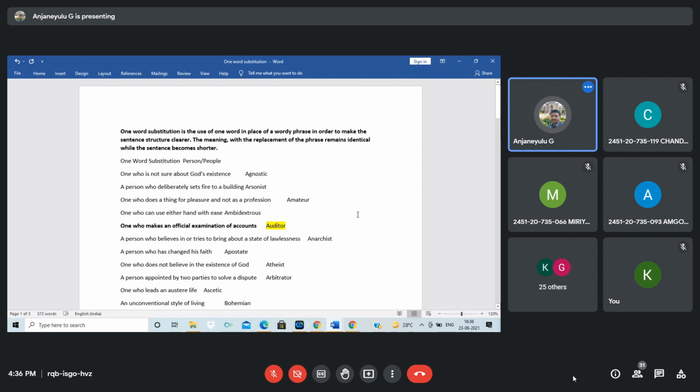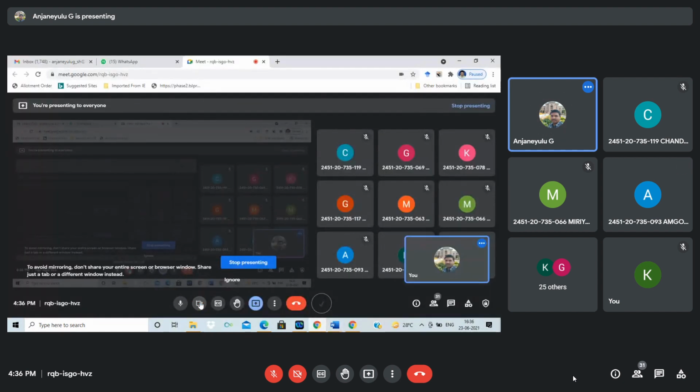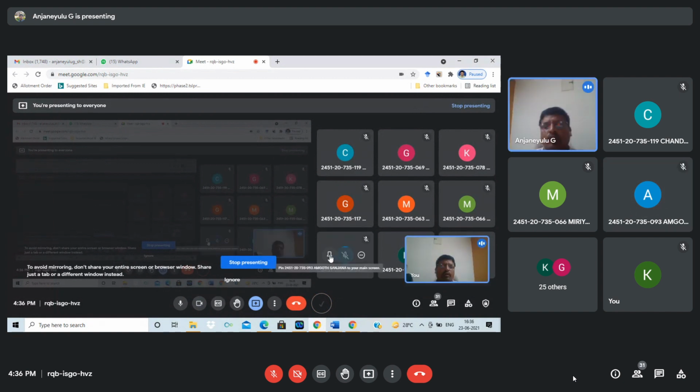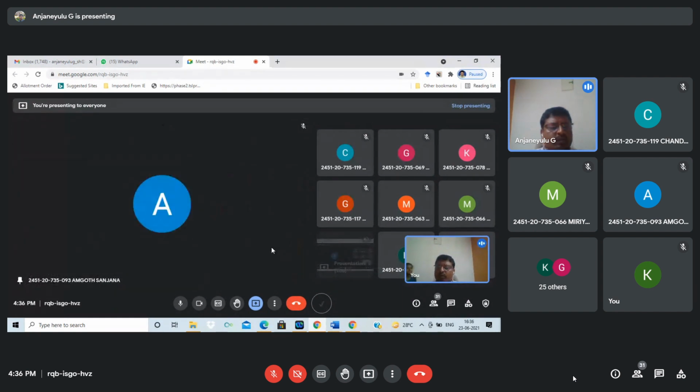Suppose psychologist. If I say linguist, what is meant by linguist? For example, former Prime Minister of India, P.V. Narasimha Rao, was a great linguist. What is meant by linguist? Students, what is meant by linguist? One who knows different languages. Yes, one who knows more than one language. Yes, Sanjana, exactly, you are correct.